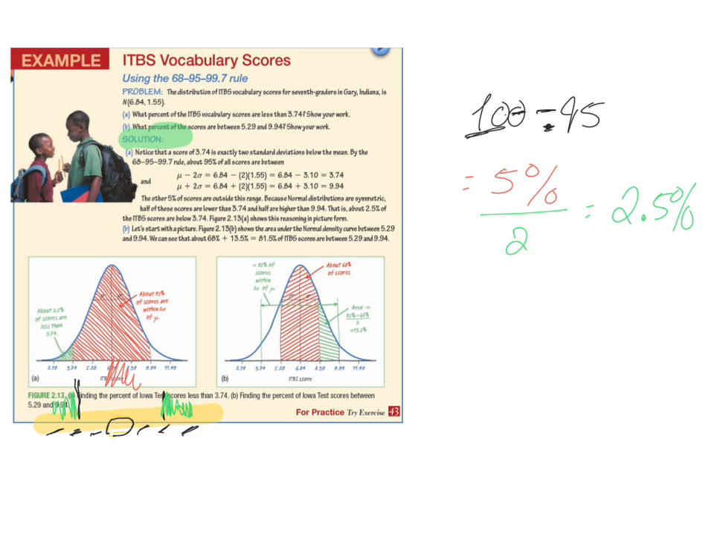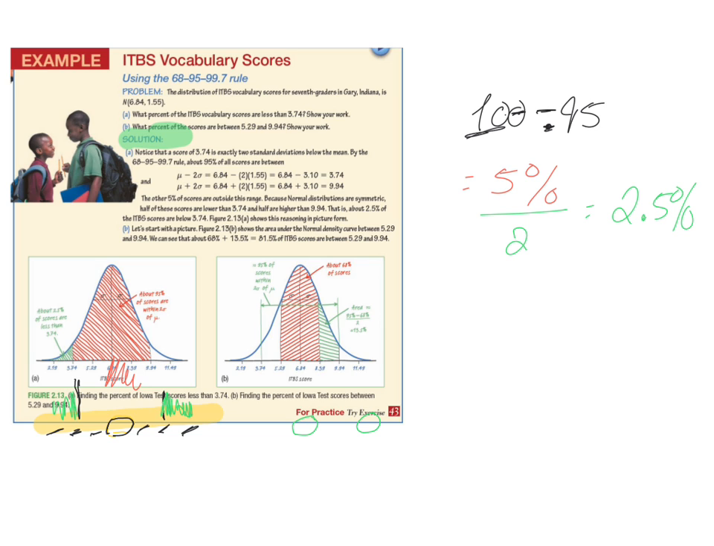So let's look at the next example. The next example is a little trickier. So we're looking at, okay, what percent of the scores fall between 5.29 and 9.94? Now we can see in one of the lines we're 1 standard deviation away. In one of the lines we are 2 standard deviations away.